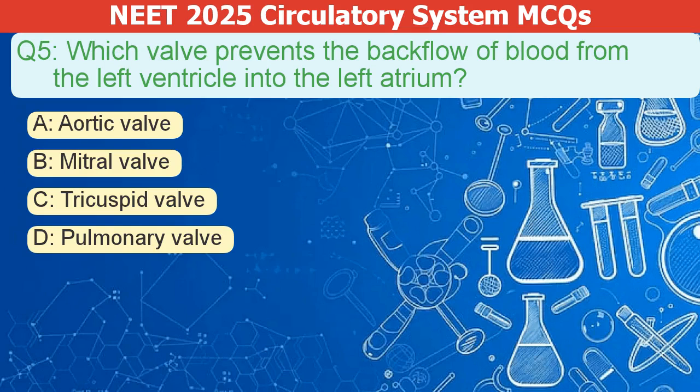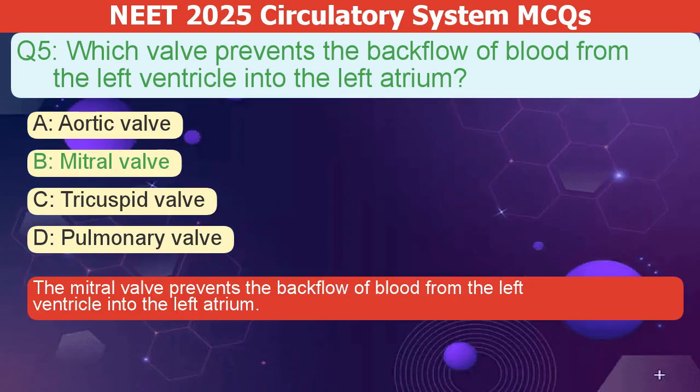Which valve prevents backflow of blood from the left ventricle into the left atrium? A. Aortic valve. B. Mitral valve. C. Tricuspid valve. D. Pulmonary valve. The correct answer is B. The mitral valve prevents backflow of blood from the left ventricle into the left atrium.